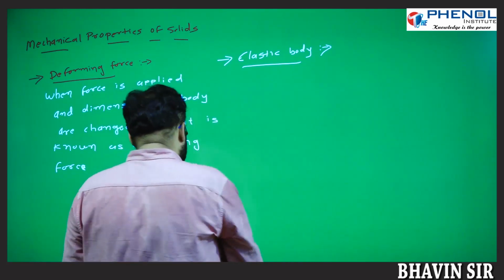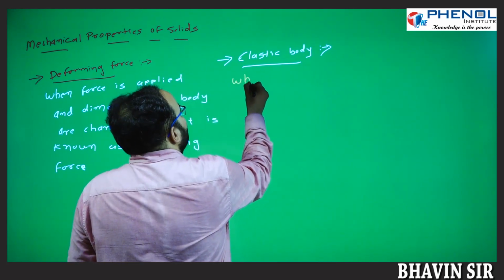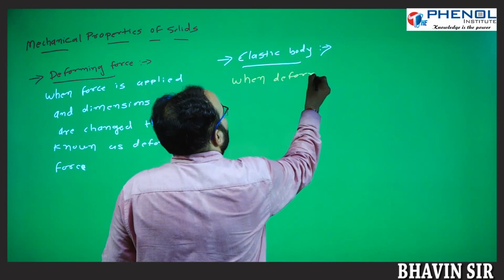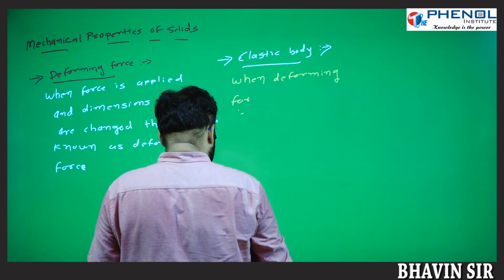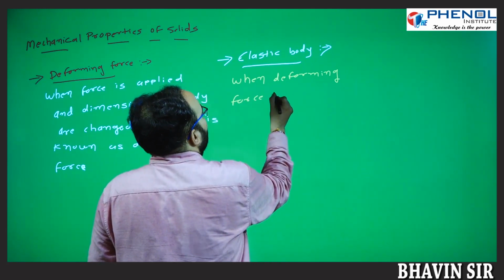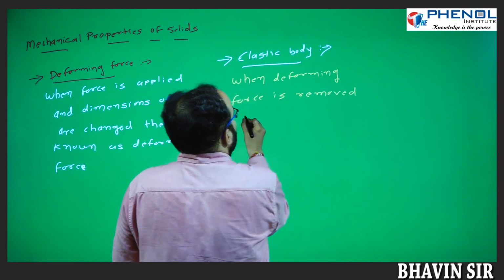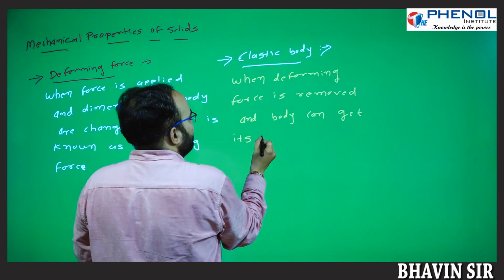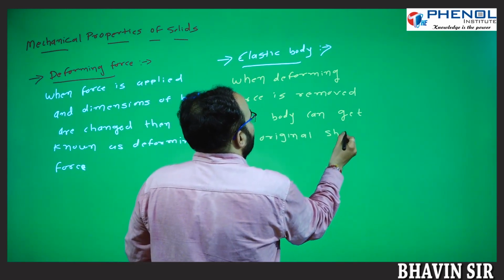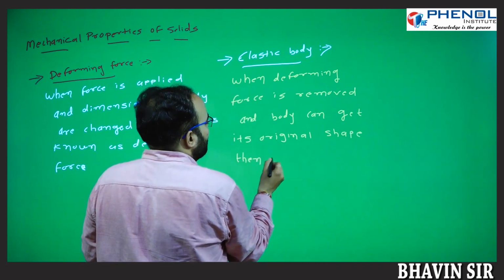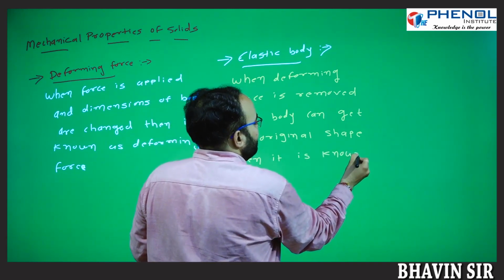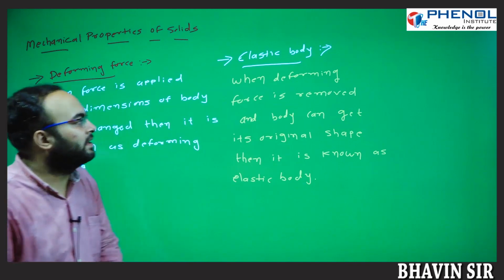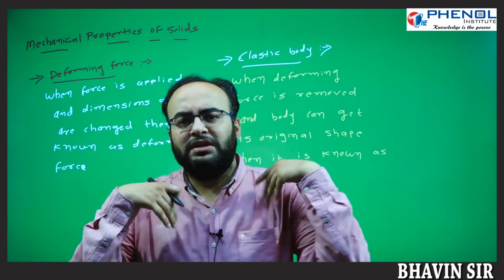So what is the meaning of elastic body? When deforming force is removed and the body can get its original shape, then it is known as an elastic body.